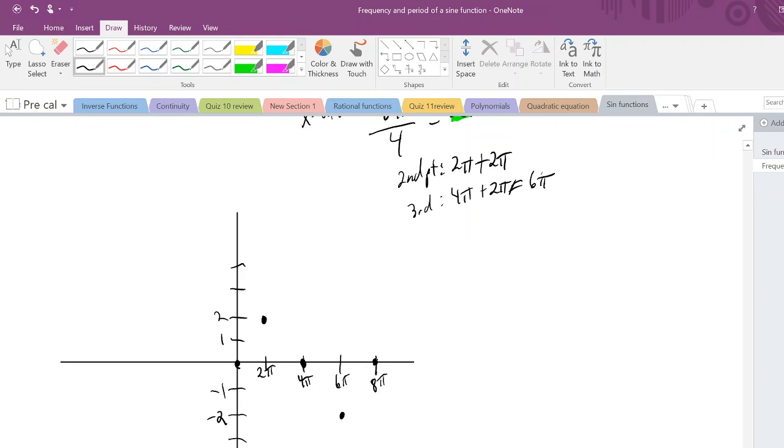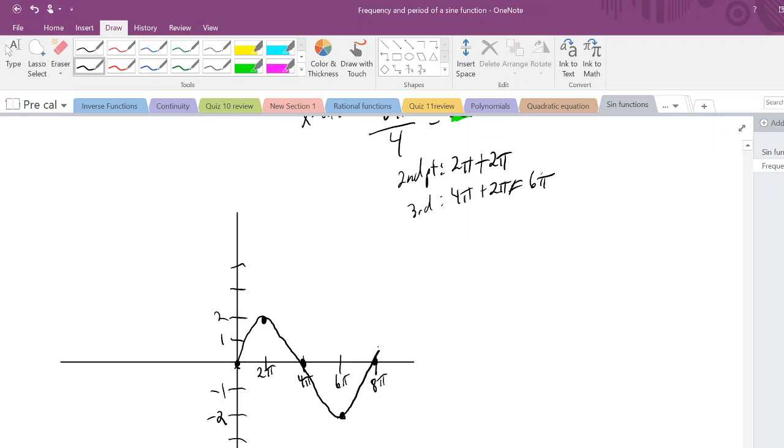So if we look back, normally it's the vertical shift plus or minus the amplitude, but in this case there is no vertical shift, so that's how we know that we're going up 2 and down 2, so it's 2 and -2. All right, so now you just graph it, just connect the dots, and that's it.